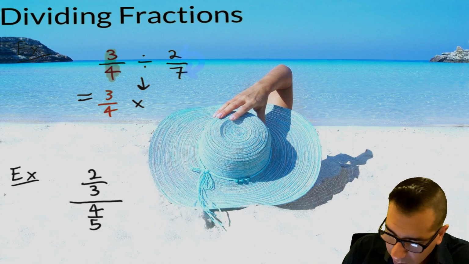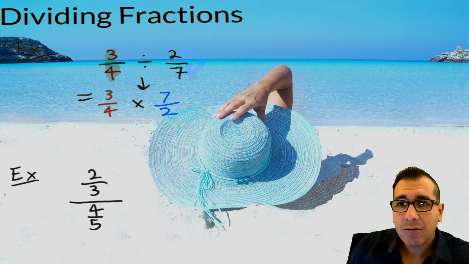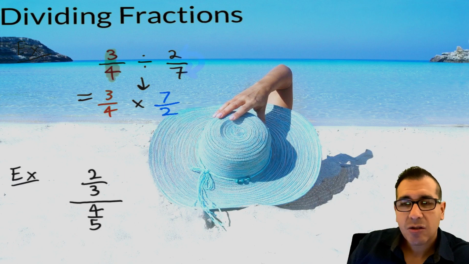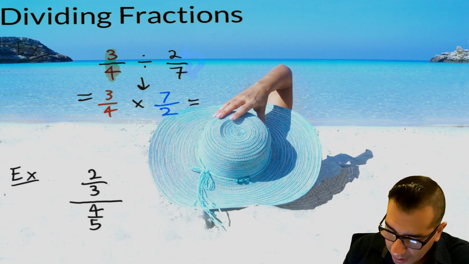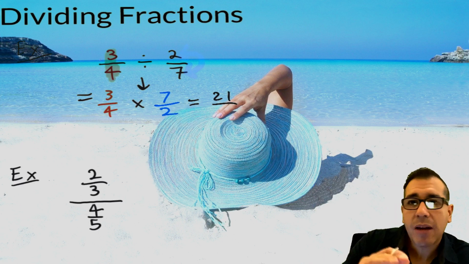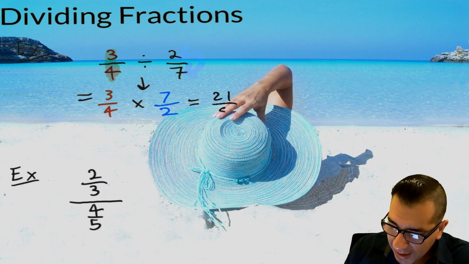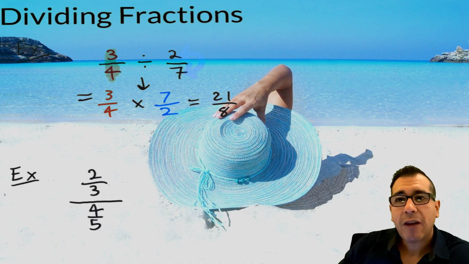So we end up with 7/2. And now it's a multiplication. So we multiply the top with the top and you get 21, and you multiply the bottom with the bottom, and you get 8. And this is how baby fractions are born.